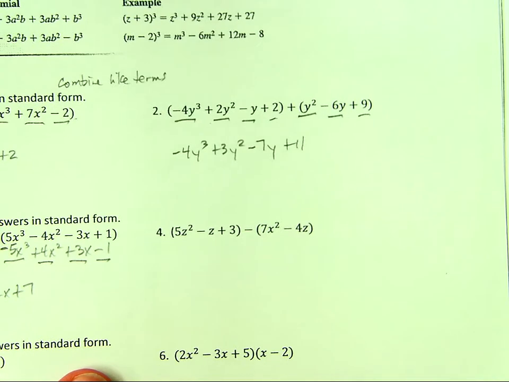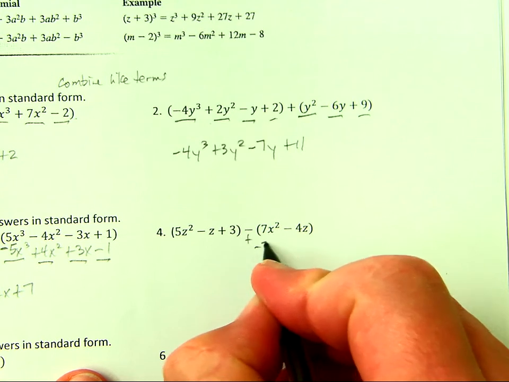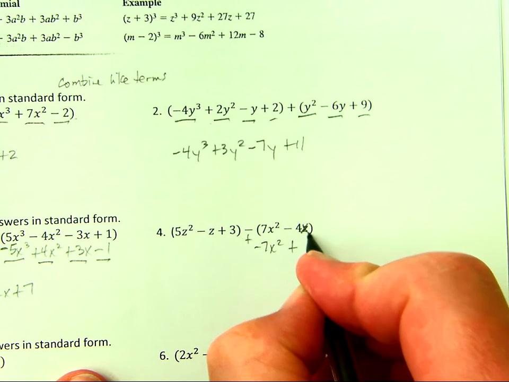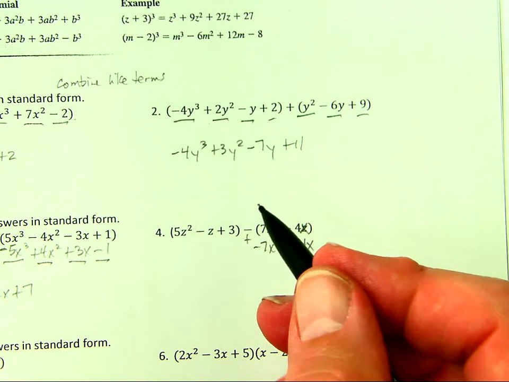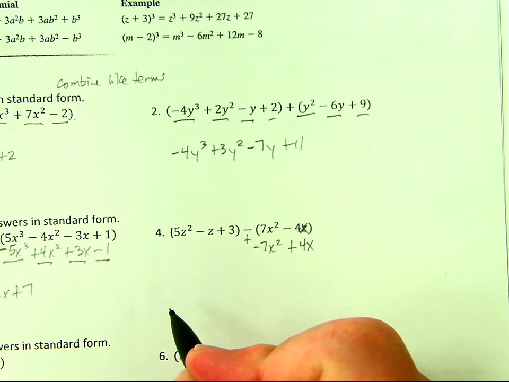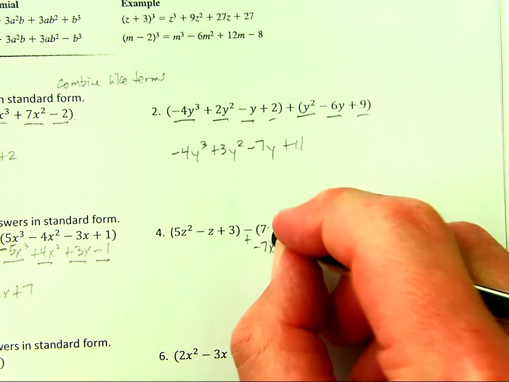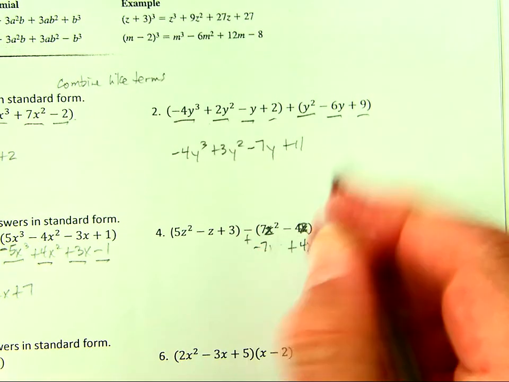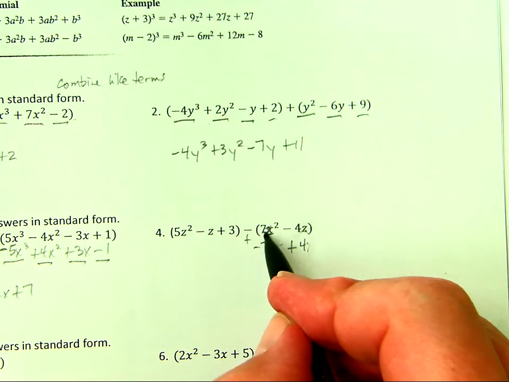Same with this one. If you want to distribute the negative, that makes this a negative 7z squared, and that changes this to a positive. This should be a z, not an x, a positive 4z. Then you just combine like terms. I'm sorry, I changed the wrong one, excuse me. This one should be a z. Sorry, that needs to be a z.